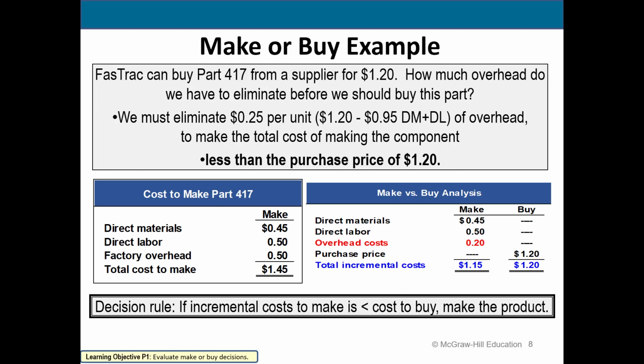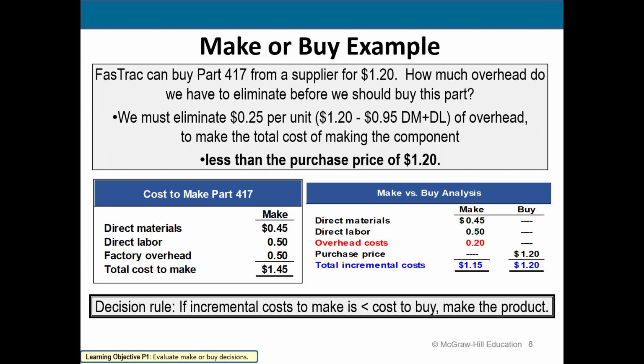We know that they will avoid the direct materials and direct labor cost, but that comes to only 95 cents. So they're not going to pay $1.20 per unit if they're only avoiding 95 cents per unit. So that means they also must be able to avoid some of the factory overhead, but how much of the overhead would they have to avoid in order to justify buying the part? So they have to be able to eliminate 25 cents per unit, which is the $1.20 to buy minus their 95 cents for direct materials and direct labor. That's how much they would have to eliminate in the factory overhead costs to justify buying the part.